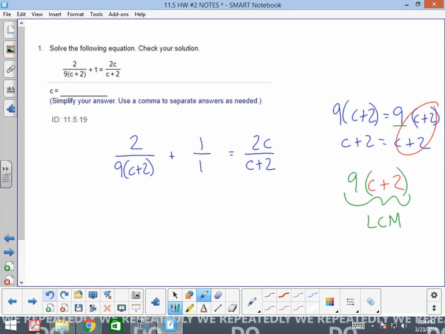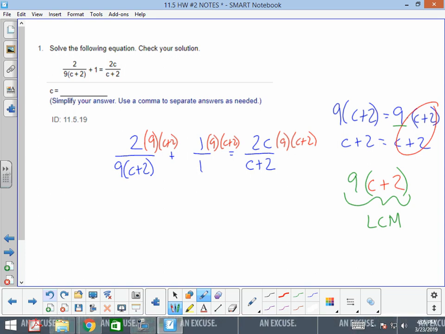So we're going to put that in each numerator. We have a 9 and we have c plus 2. Alright, so just like with the other ones, we're going to now reduce. Don't multiply 2 and 9 together. It's not going to help you any more than making more work.